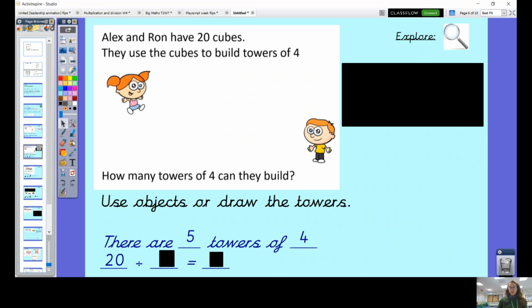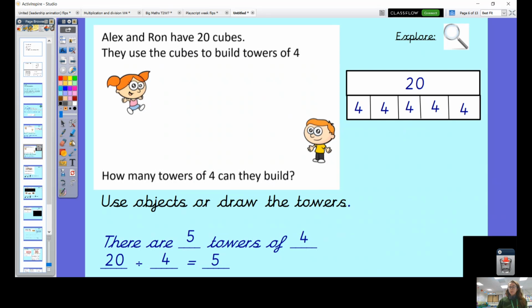So therefore our number sentence would be 20 divided into 4 towers is 5. If you had those numbers the other way round, that's okay. It's not wrong. It's just another way of showing the calculation. Have a go at drawing a bar model if you fancy a challenge. The bar model would be 20 along the top, 20 is the whole part, and we've got 5 little parts with 4 in each one.